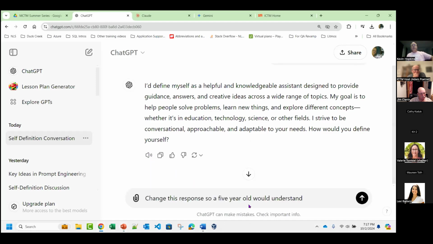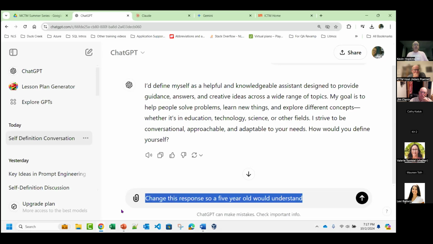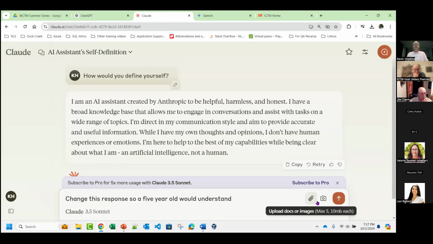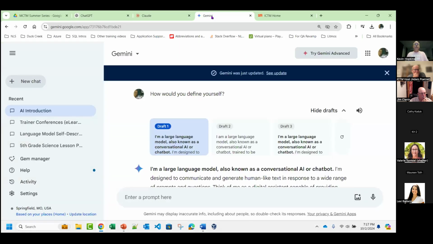One of the things I like to do with any of the chat programs, especially when you get the first response, is to say, well, change this response so a 5-year-old would understand. Sometimes it just gives me a little bit better insight or a different way of looking at things. And that is something that all of these programs can do. They can change the response level.